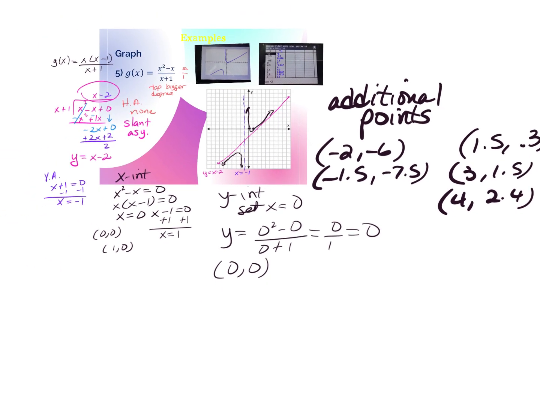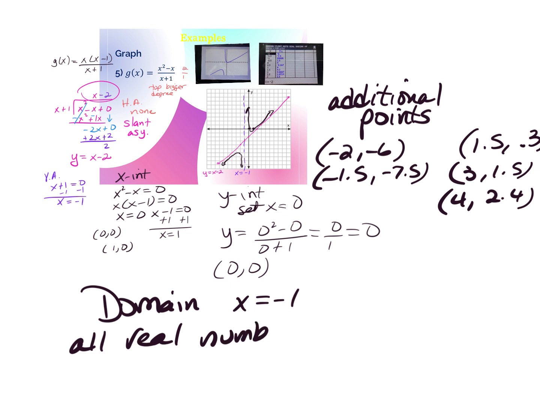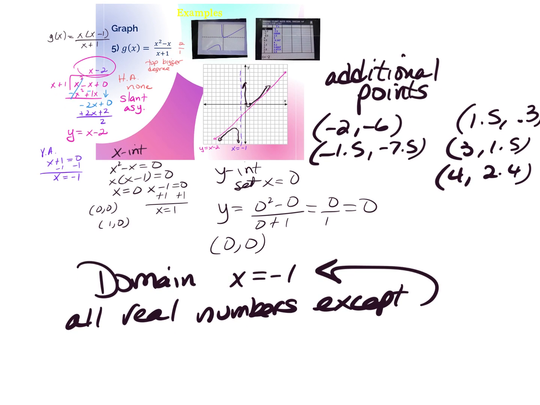Now, let me go ahead and add in the domain. And again, remember the domain is just what would make the denominator a 0. So the only thing that would make the denominator a 0 would be x equals -1. So it's all real numbers except when x equals -1. And again, in interval notation, -infinity to -1 union with -1 to infinity.